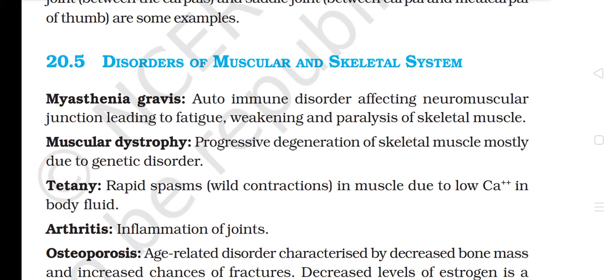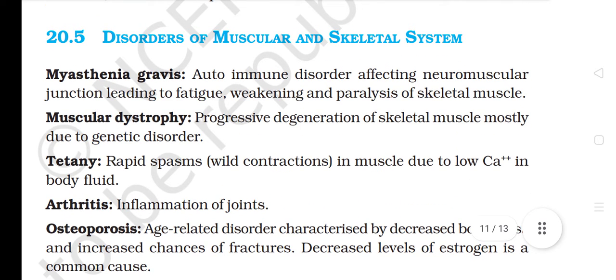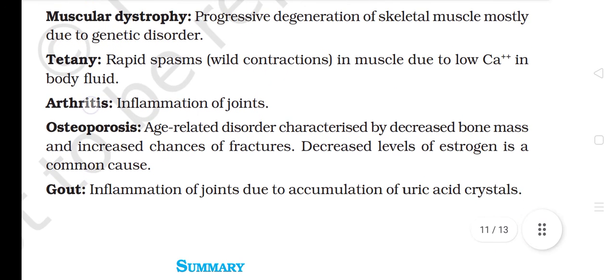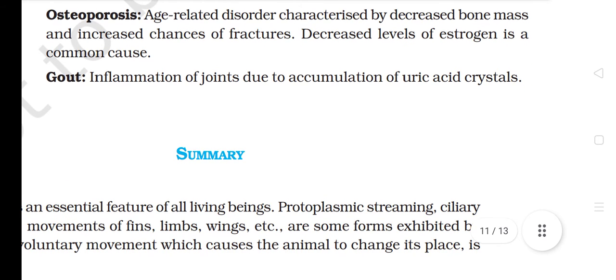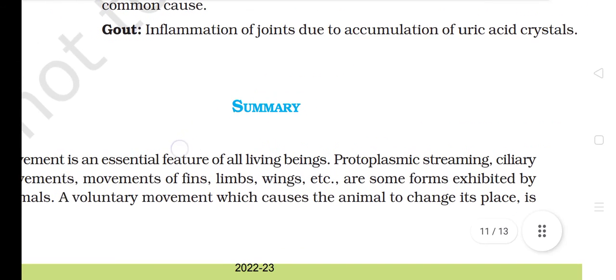20.5 Disorders of muscular and skeletal system. Myasthenia gravis: autoimmune disorder affecting neuromuscular junction leading to fatigue, weakening, and paralysis of skeletal muscle. Muscular dystrophy: progressive degeneration of skeletal muscle, mostly due to genetic disorder. Tetany: rapid spasm, mild contractions in muscle due to low calcium ions in body fluid. Arthritis: inflammation of joints. Osteoporosis: age-related disorder characterized by decreased bone mass and increased chances of fractures. Decreased levels of estrogen is a common cause. Gout: inflammation of joints due to accumulation of uric acid crystals.